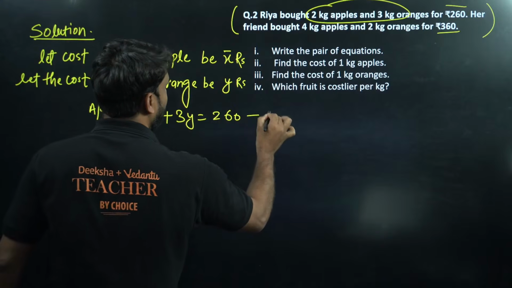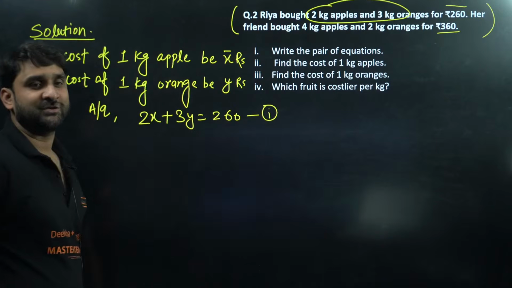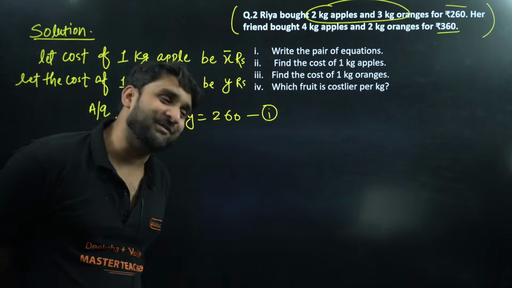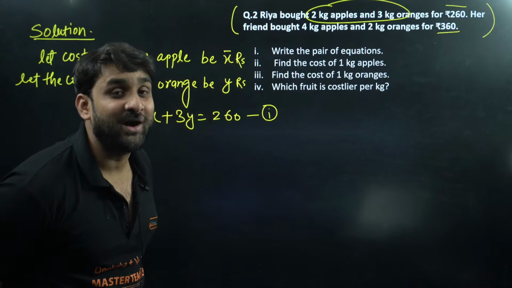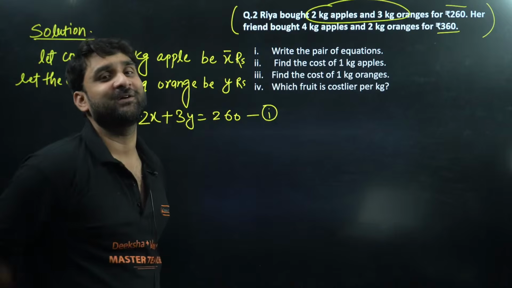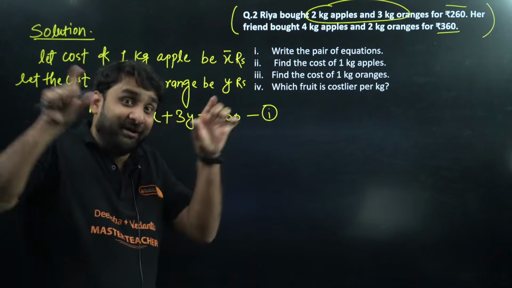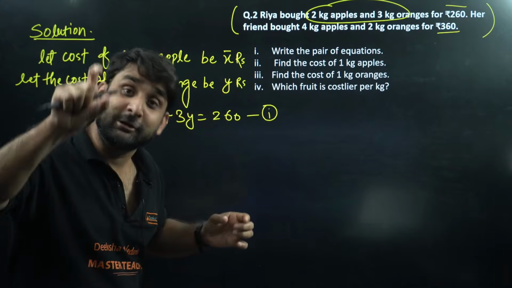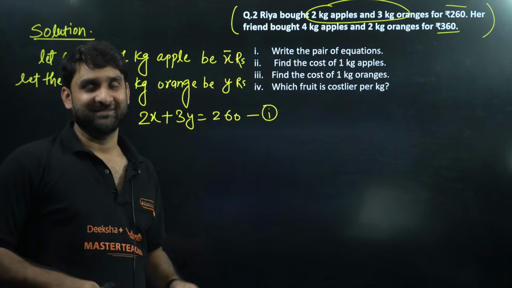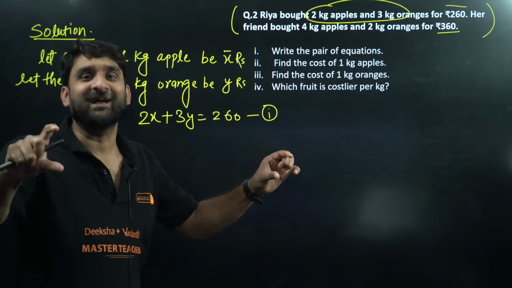We have formed the first equation, but the chapter name is pair of linear equation. Pair of linear equation. So how many equations are required? In every question, 2 equations will be there, because we are dealing with pair of linear equation in two variable. This is clear with the chapter title, pair.